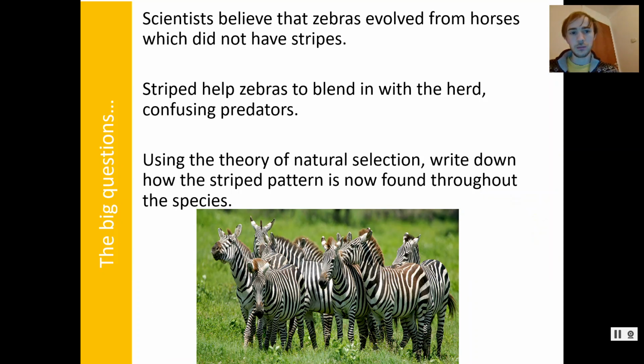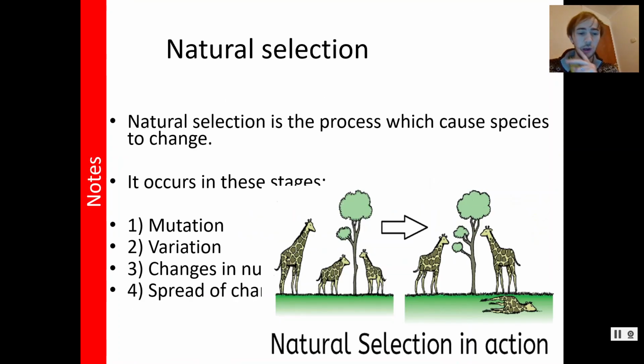Now, the stages we're going to talk about are these ones on the board. Oh, I apologise, that picture's got in the way. That says change in numbers and spread of characteristics. Regardless, we're going to go through the 4 stages individually, so you don't really feel the need to write that down at this point.